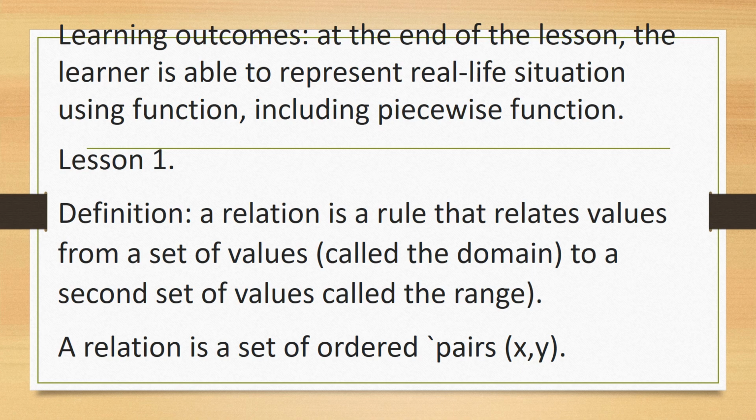Lesson 1. Definition. A relation is a rule that relates values from a set of values called the domain to a second set of values called the range. When we say relation, it has a rule that relates the domain and the range. Or in short, it is a set of pairs x and y.